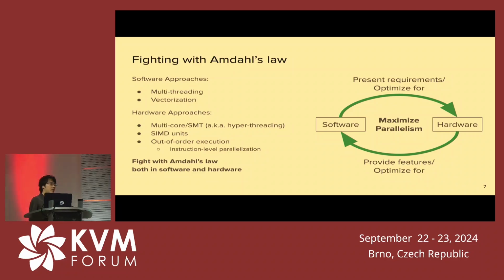With this exposed parallelism, hardware can utilize it and actually contribute to performance. For example, for multithreading, hardware can use multiple cores or have multiple threads in one core. For vectorization, we can have something called SIMD units that have multiple symmetric functional units that can apply one instruction to multiple data. And even if software doesn't use these features, we can still have something called out-of-order execution, that is to execute independent instructions in parallel. With these hardware and software approaches combined, we can fight Amdahl's law and maximize parallelism.